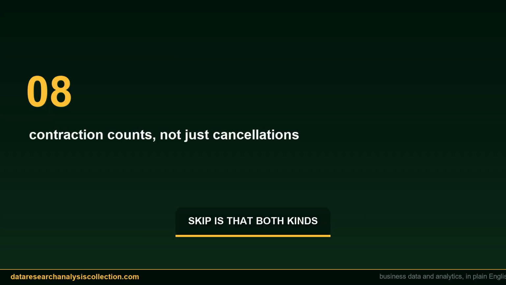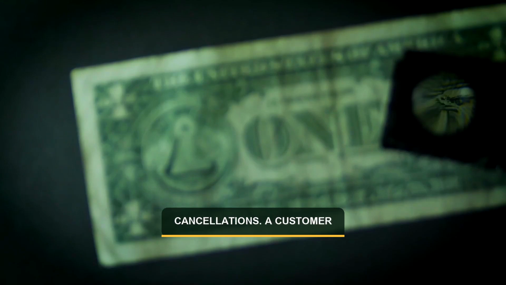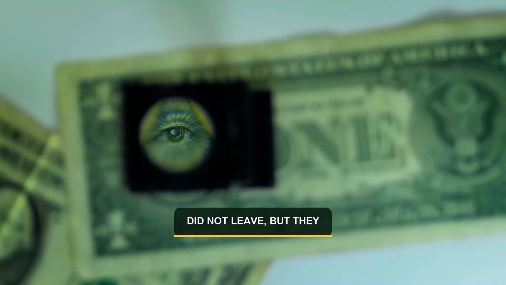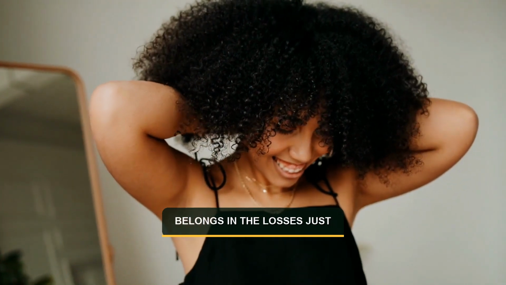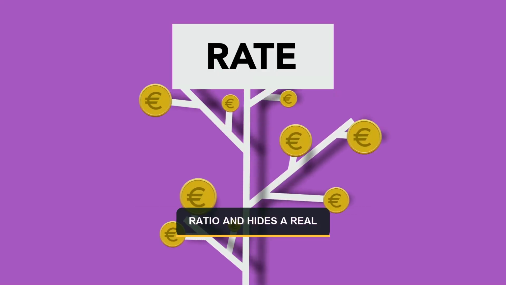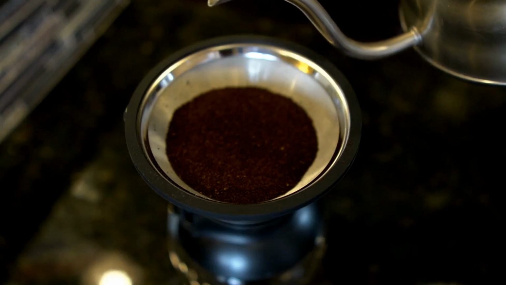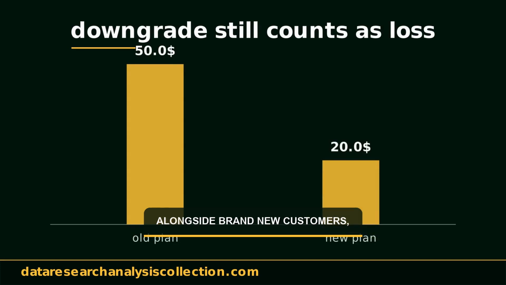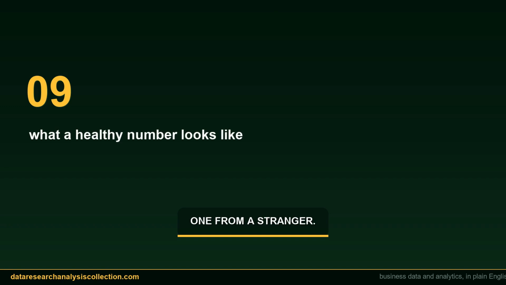Contraction counts, not just cancellations. One detail people skip is that both kinds of loss go in the denominator, not just outright cancellations. A customer who drops from your $50 plan to your $20 plan did not leave, but they took $30 of recurring revenue with them. And that contraction belongs in the losses just like a full cancellation does. Leaving downgrades out flatters the ratio and hides a real form of leakage, the slow kind where nobody churns but everybody quietly spends less. The same goes at the top. Expansion counts alongside brand new customers because $1 from an upgrade is as real as one from a stranger.